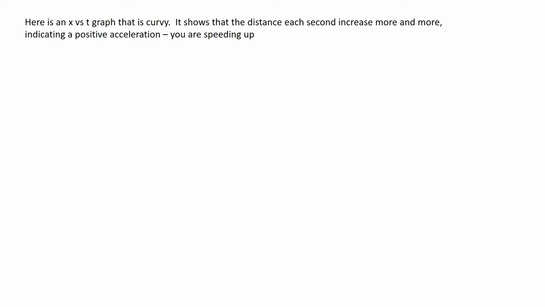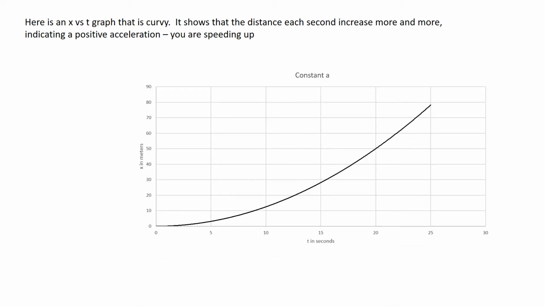Here's an x versus t graph that is curvy. Let's take a look at that. It seems to show that the distance each second is getting larger and larger. It's increasing more and more. That would indicate a positive acceleration, so you are speeding up.